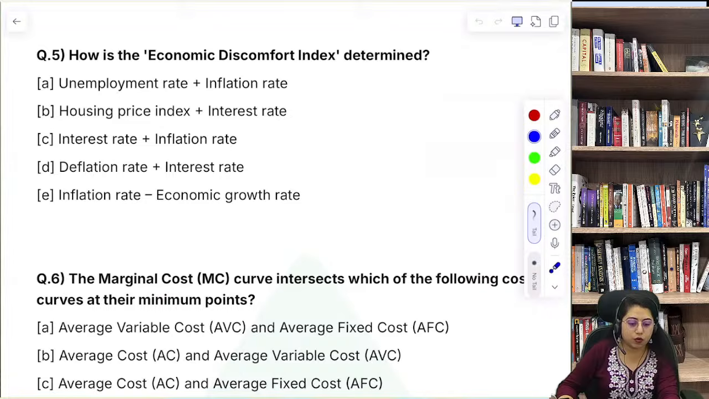There is also another name for the economic discomfort index. I want you all to answer that in the comment section. What do you think? Yes, Lahiri, you're absolutely right. In employment, yes, exactly. The name is misery index. Very good. So option number A is the right answer, unemployment rate plus the inflation rate. And it is also called a misery index.